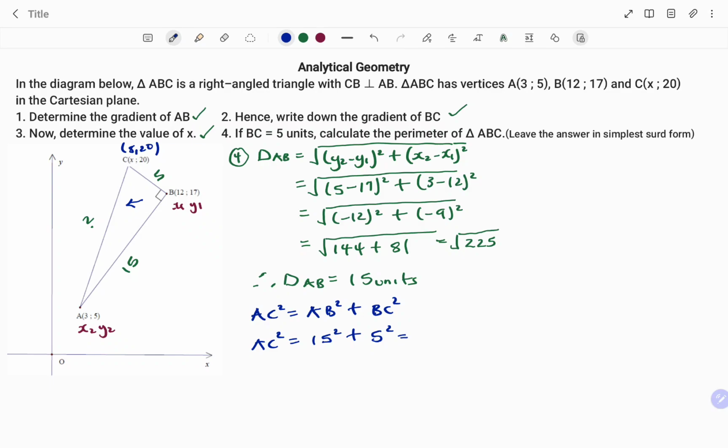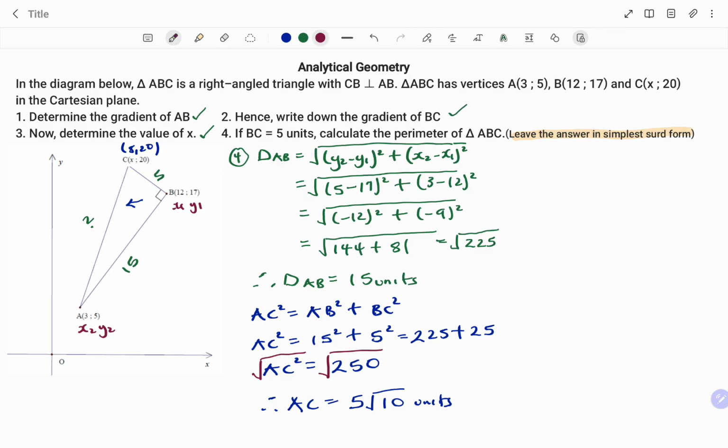That's equal to 225 plus 25. AC squared equals 250. And to find AC, I need to find the square root of both sides. Therefore, my AC, remember from the question, we've been told to leave the answer in the simplest surd form. So that would be 5 root 10 units. Now I have my triangle as shown.